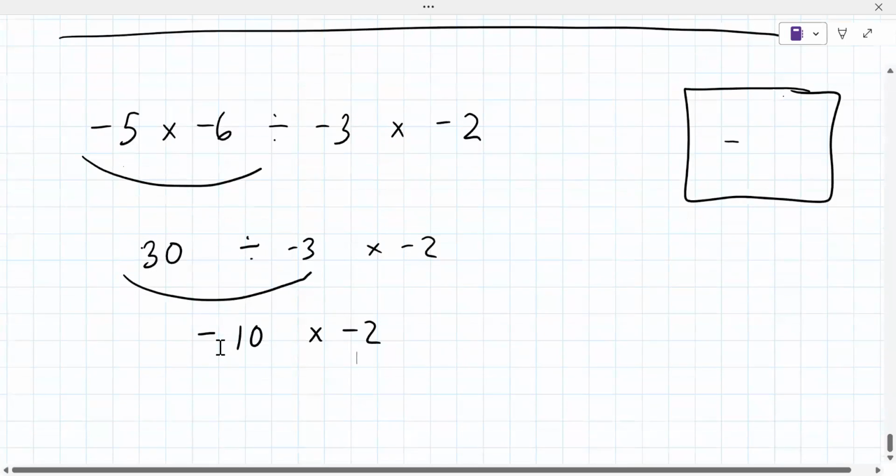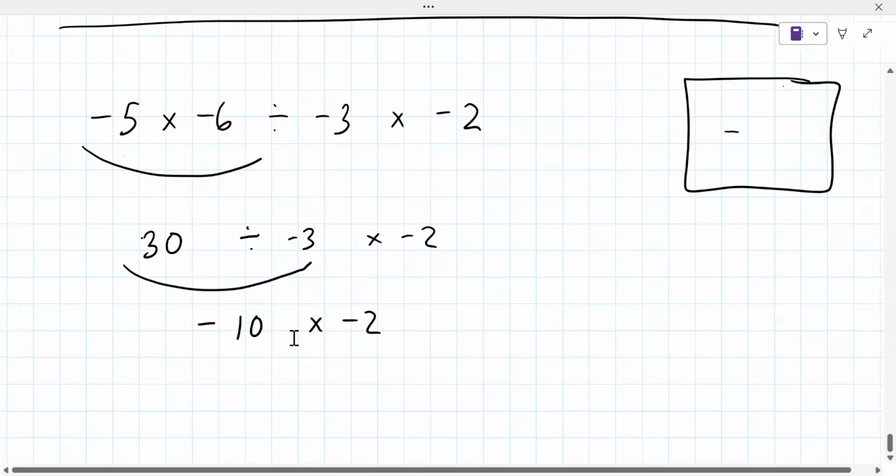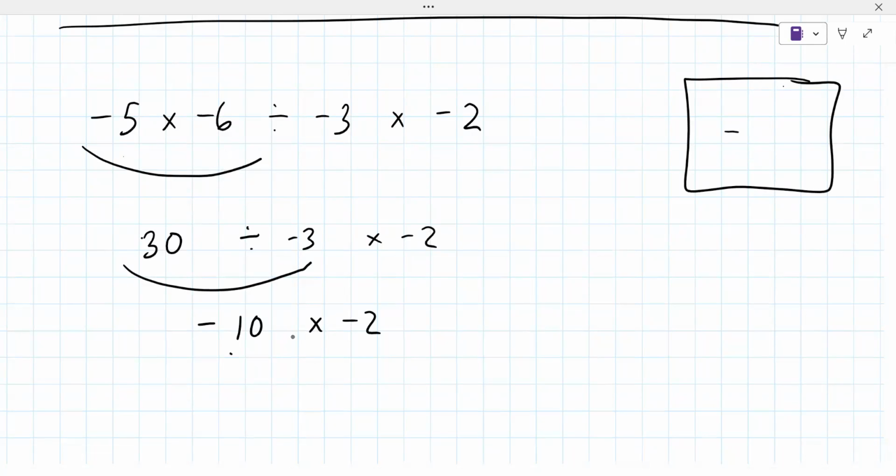Times -2. They're both negative, so what was the answer? Is it positive or positive and negative? Then it would be positive. So would it be 20? Yes, that's the final answer. I was a little confused because I wasn't sure how the negative dividing would be, but never mind.